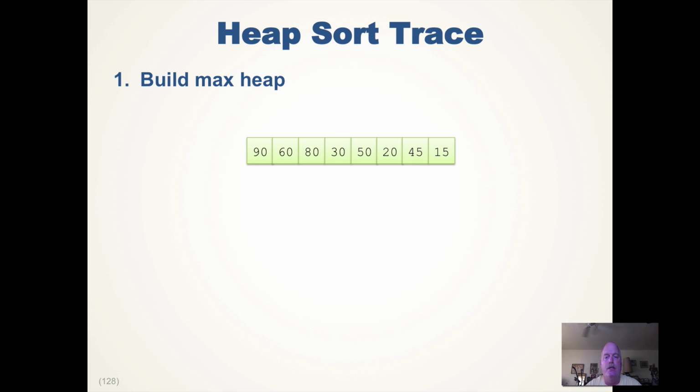And then we add 15 to the heap, and 15 is less than 30. I think 30 is the child. But certainly it is the smallest, so it is in the correct place, and we're done building our heap. So we have built the heap. Now the array is not sorted, but we have a heap.